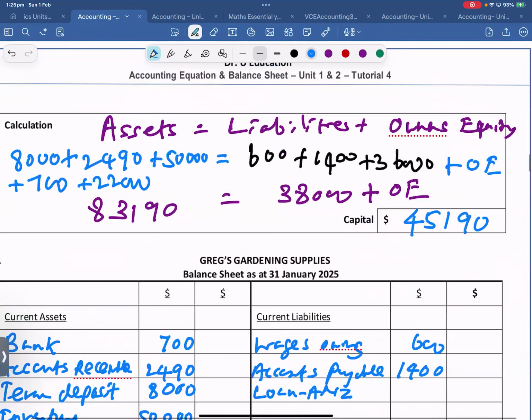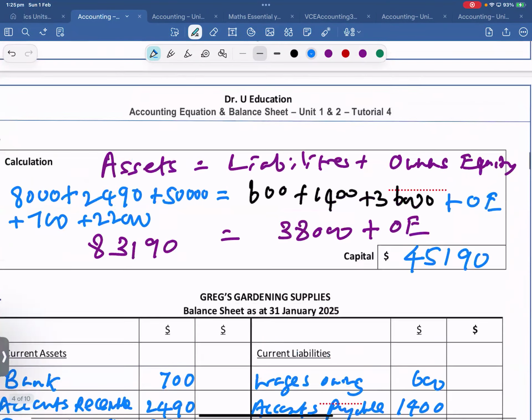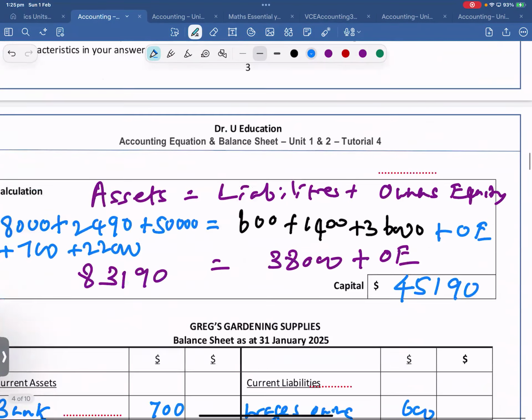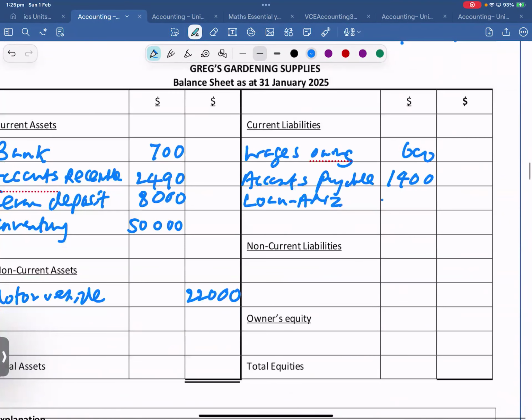So that means 1,000 per month times by 12. Why? Because every month you are paying 1,000. For the next 12 months, you are going to pay 12,000. Yes. So it will be 12,000. Then you can underline that, which we are getting 14,000.